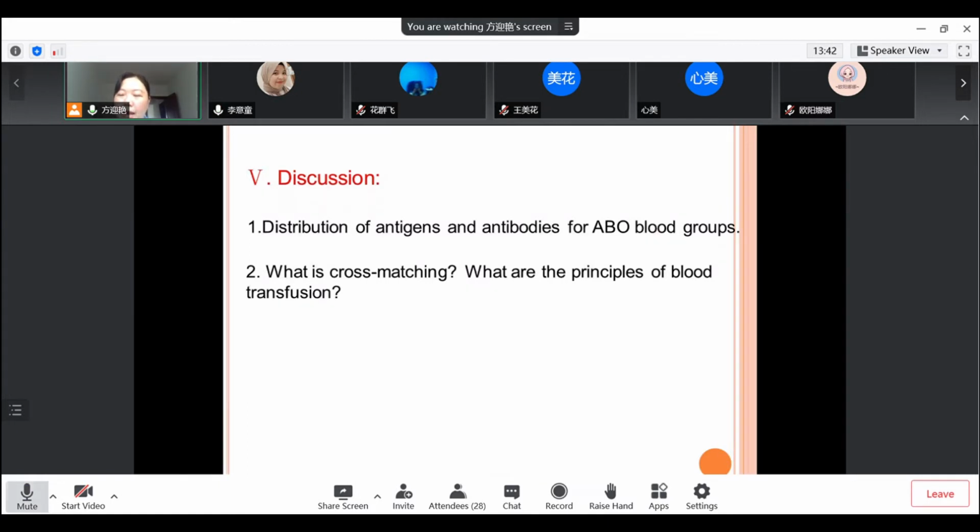This AB blood group, do you understand? Understand, Lasha. Okay. And also I hope you read the experiment report.